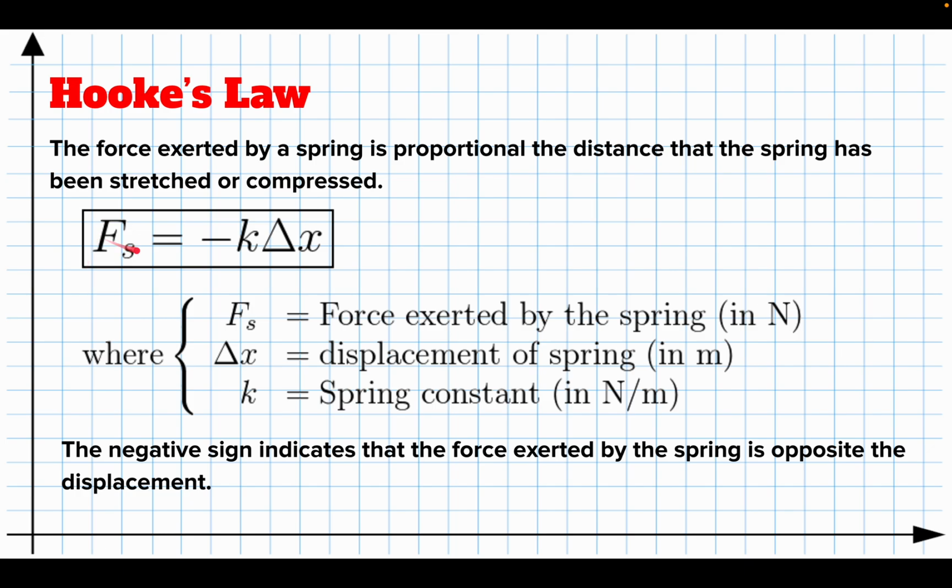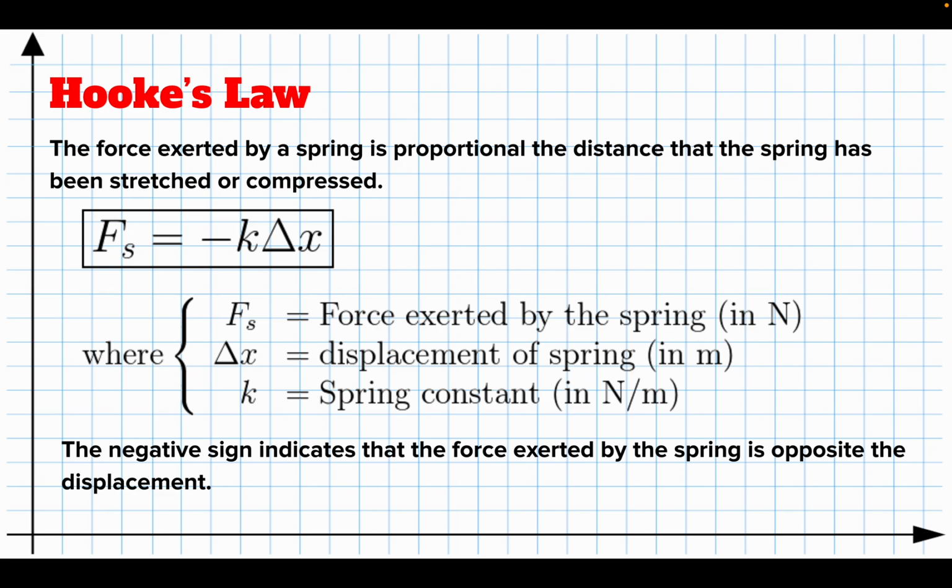F is the force, and this is the force the spring exerts. And there's a minus sign here because whichever way you pull it, the spring exerts a force in the opposite direction. So if I pull it to the right, if delta x is to the right, then the force that the spring exerts is to the left. That's why there's a negative here. So we call that Hooke's law, and it's just a simple relationship between the force and the displacement.